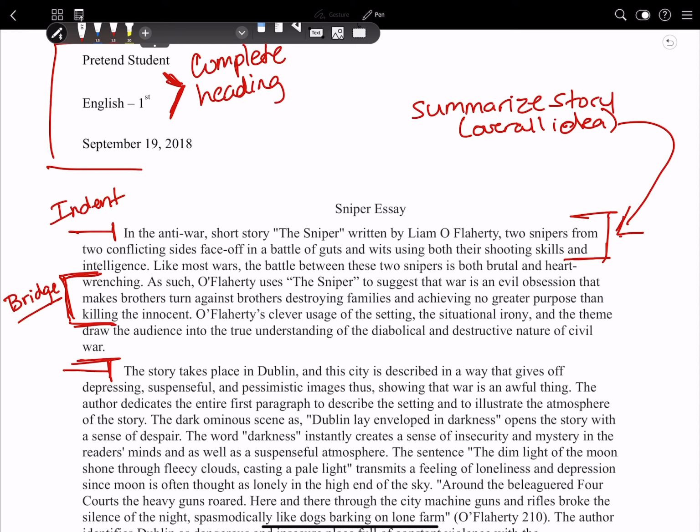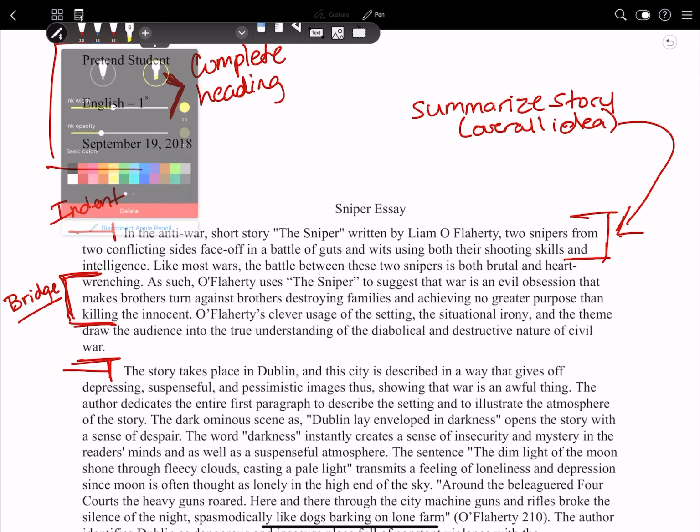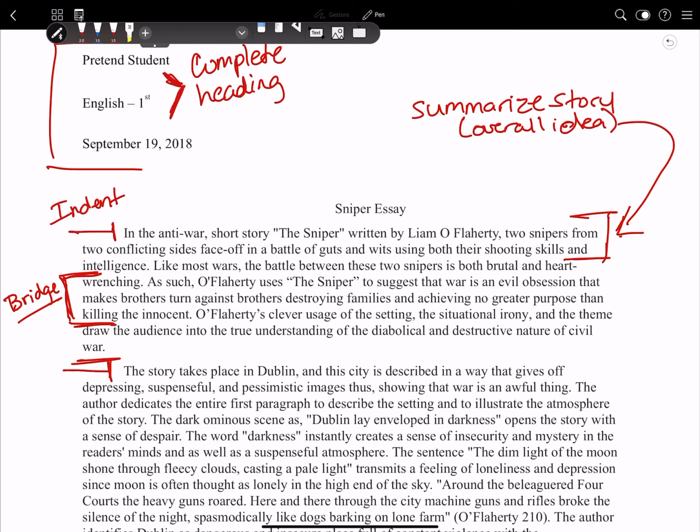So what do I mean by bridge? Let me see if I can highlight. Yep, all right. So this first section in the anti-war short story, The Sniper, written by Liam O'Flaherty, two snipers from conflicting sides face off in a battle of guts and wits using both their shooting skills and intelligence. So this is, like I said, her basic summary of the story. This is how she chose to introduce it.